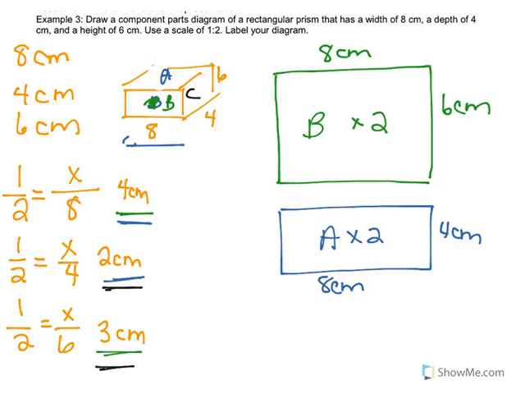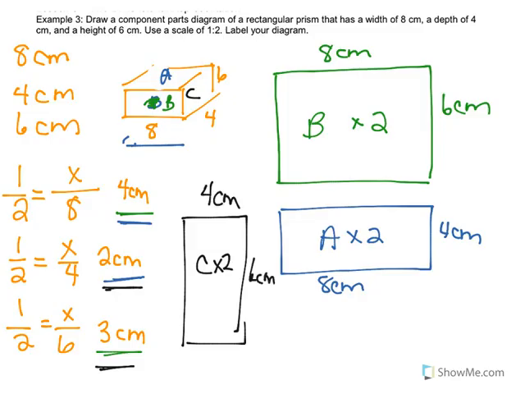So we could go, I don't like that. We'll put it here. 2 by 3. So this would be our side C. And it would be 4 centimeters by 6 centimeters. So you pause the video and actually do that with your ruler.